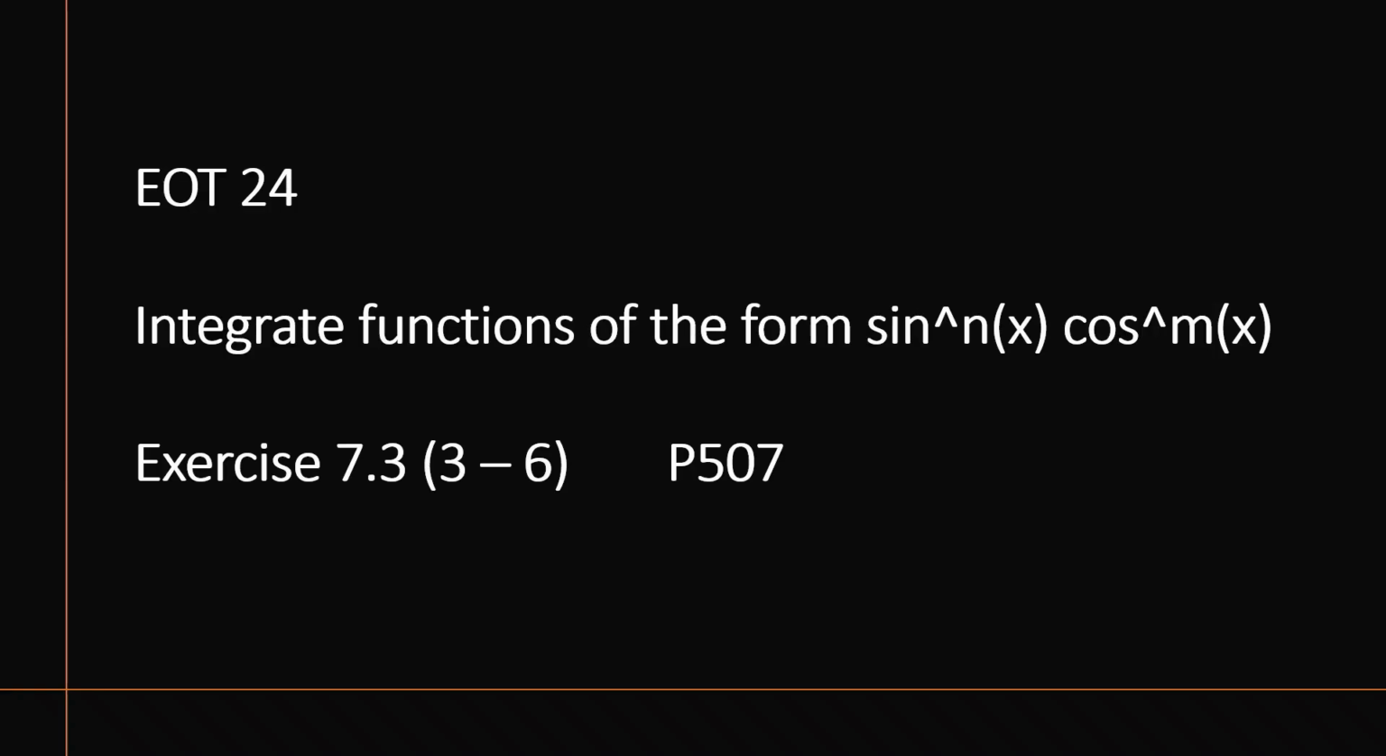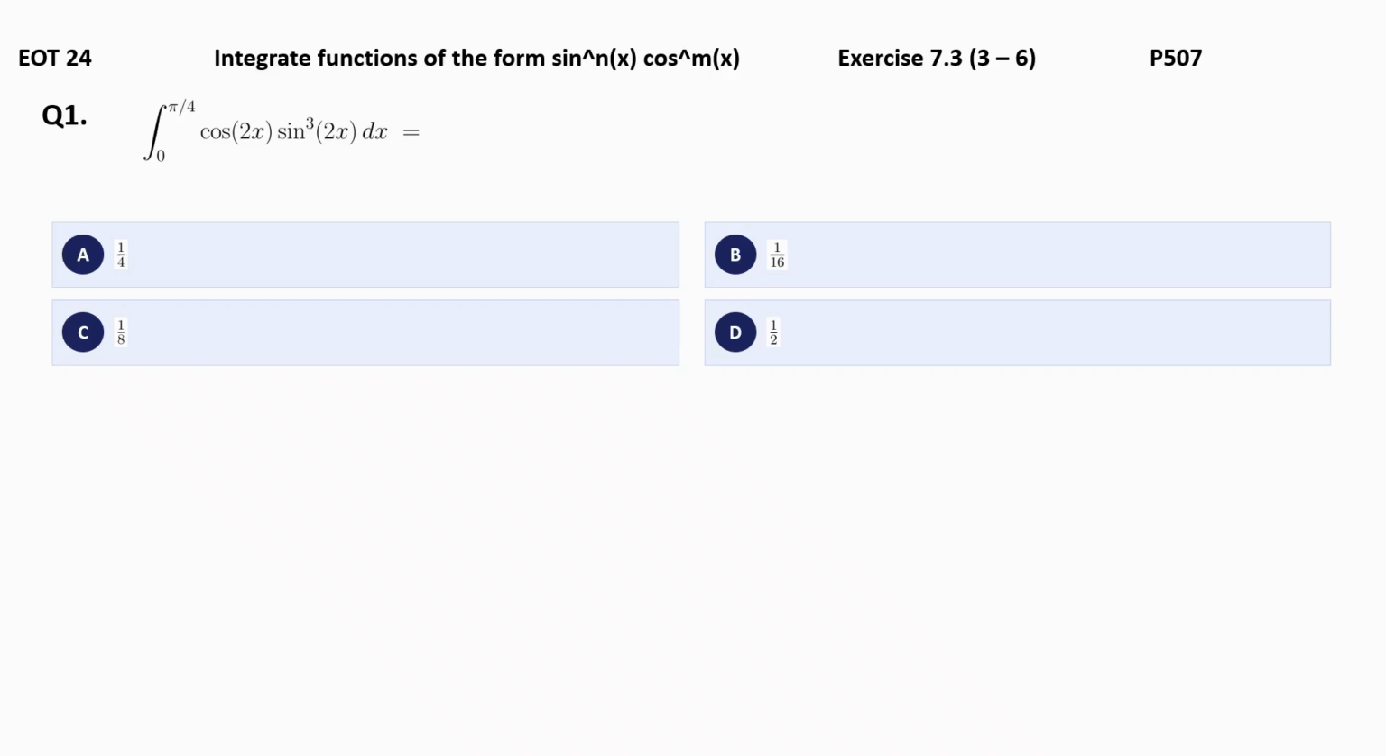Now let's try out EOT 24. Here also you can directly enter in the calculator because it's definite integral. Only thing, be aware your calculator is in radian mode because you are using trigonometric functions. 1 over 8. Question number 2, negative 1 over 72. Question number 3, 1 over 3. Question number 4, negative 1 over 4.